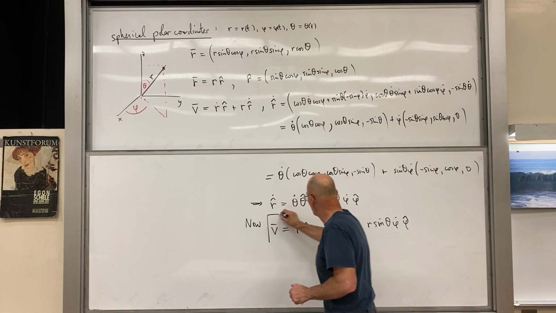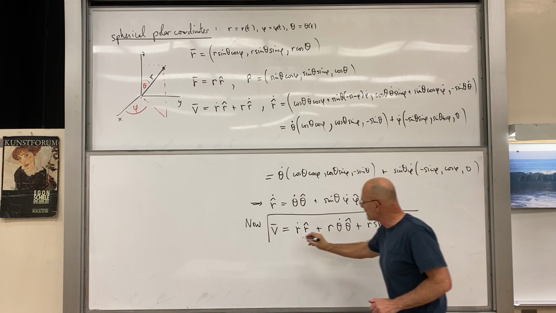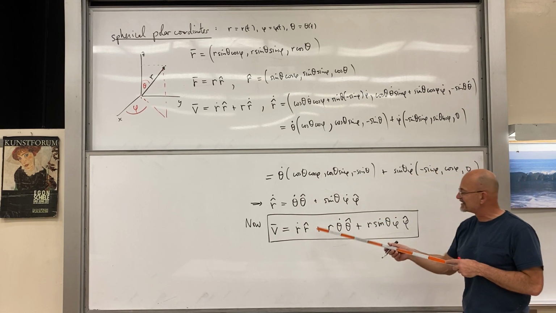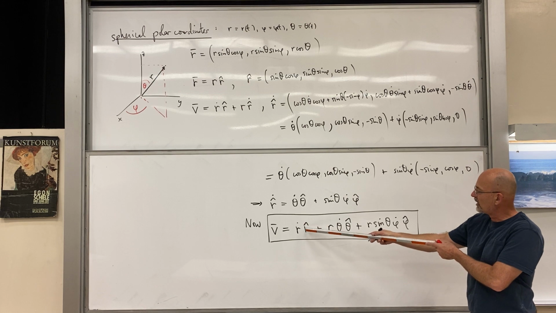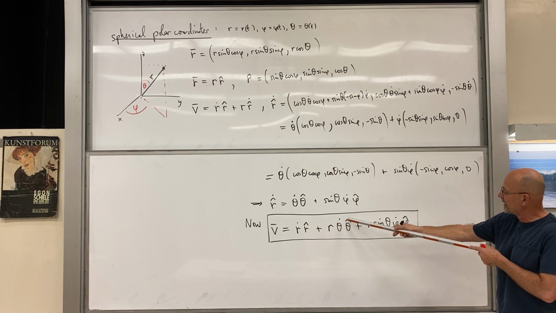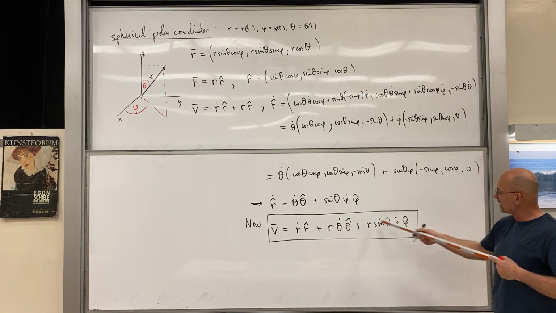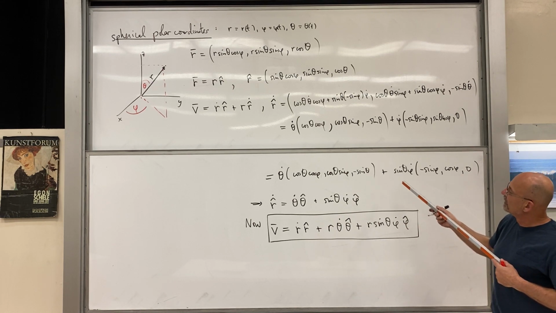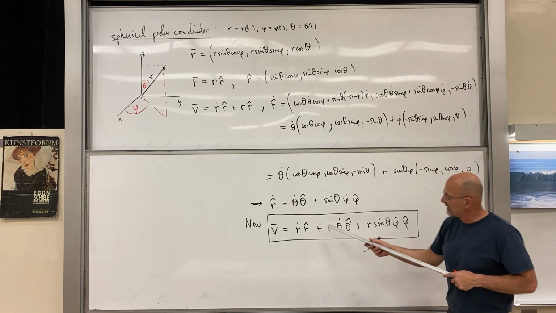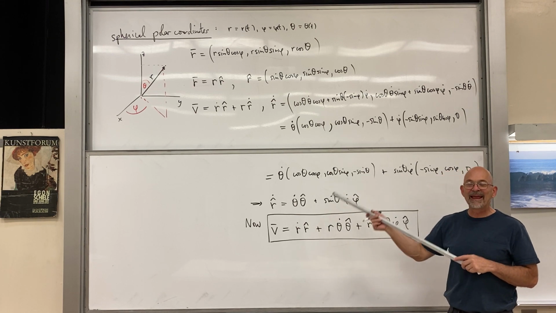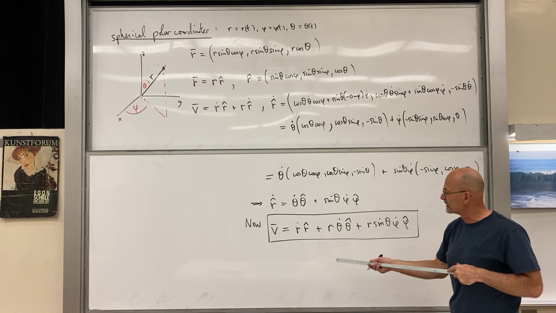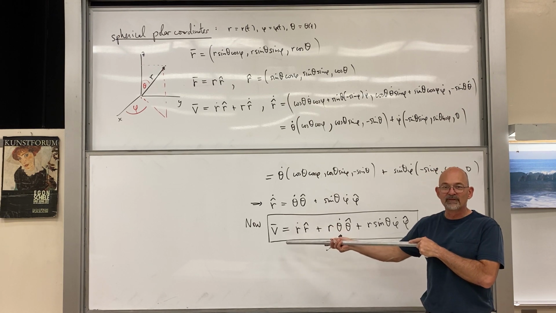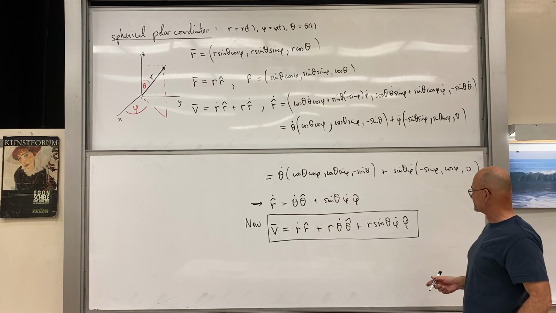Now, if you want, you can pursue this to get the acceleration. We already know what r hat dot is going to be, but then you're going to have to get theta hat dot and phi hat dot. We're not going to go there because for mechanics, the way we're going to do it next semester, everything that we need will be derivable from the velocity and the velocity squared.